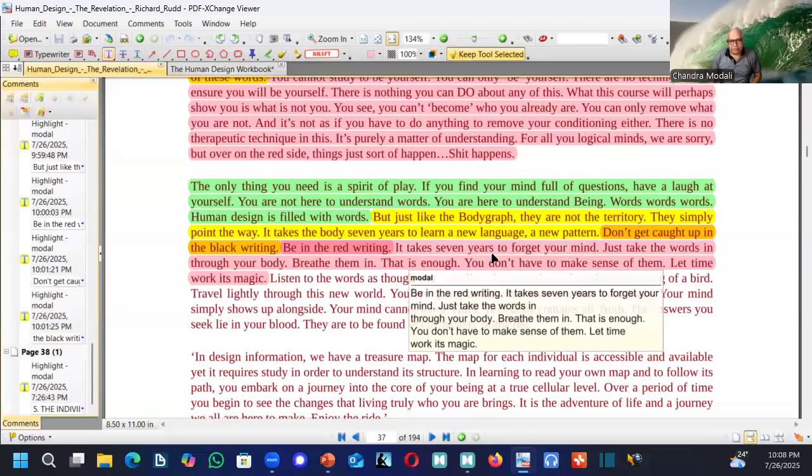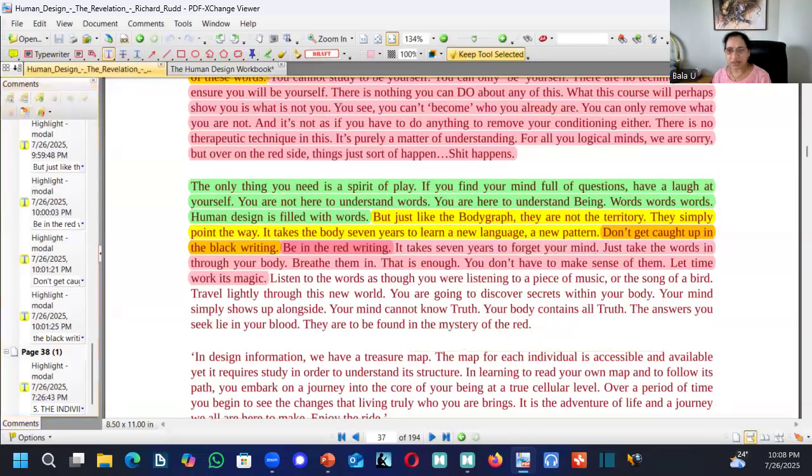It takes 7 years to forget your mind. Just take the words in through your body. Breathe them in. That is enough. You don't have to make sense of them. Let time work its magic. Listen to the words as though you are listening to a piece of music or the song of a bird.